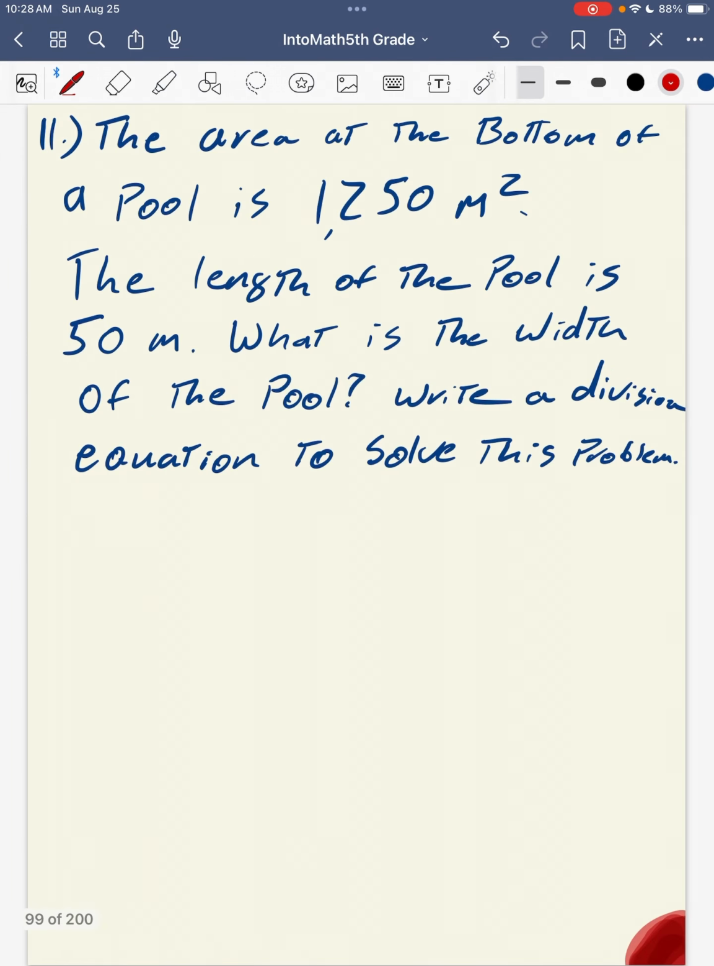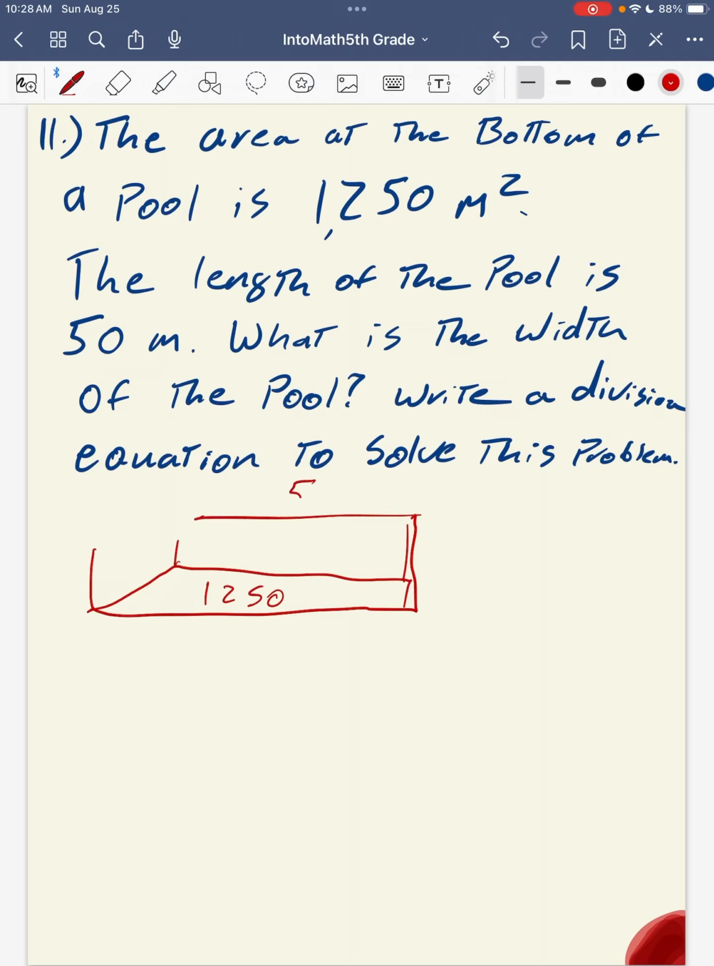All right, last problem for today's lesson. Number 11. The area at the bottom of the pool is 1,250 square meters. So if I imagine my pool, the bottom of the pool is 1,250 square meters. The pool is 50 meters long. I need to write a division equation to solve this problem. So my total is 1,250. That's my dividend. I'm dividing by my known divisor of 50.